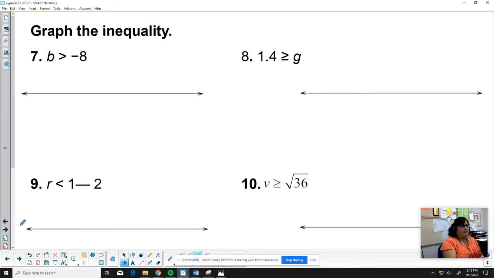Okay, I've got some more of them here. This one's pretty much the same thing. Here we have a decimal, and it's in the wrong order. Let's do this one. So we'll switch g and 1.4, and greater than or equal to becomes less than or equal to.